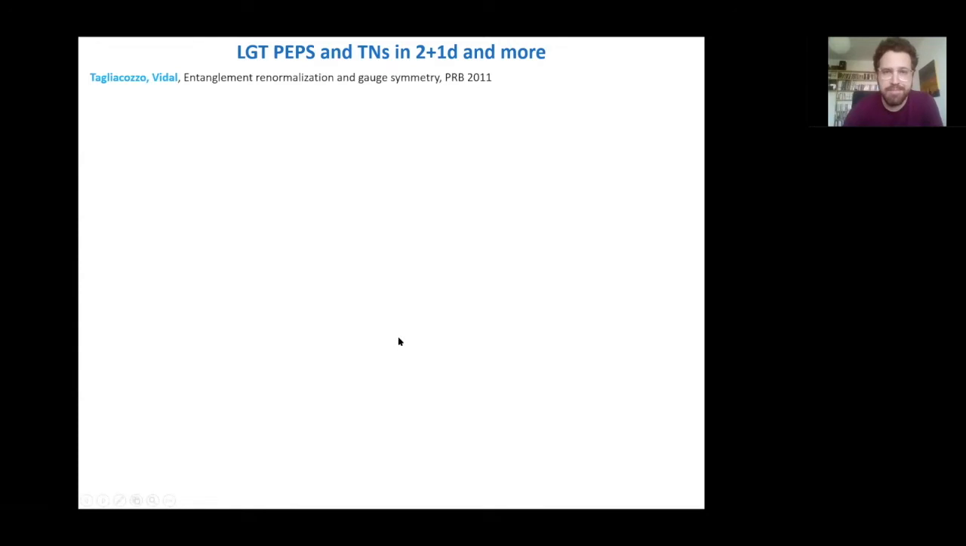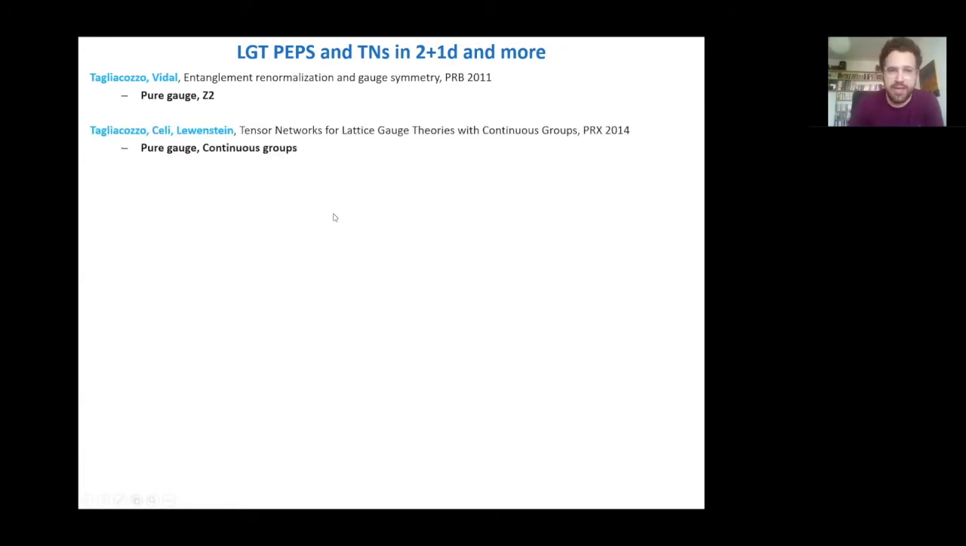So basically, I guess the first one that should be mentioned was this work by Tagliacozzo and Vidal, in which they considered a pure gauge tensor network construction for a pure gauge Z2 gauge theory. And later at ICFO with Alessio and Maciek, they introduced some other pure gauge construction, which allowed to consider both analytically and numerically tensor network states in two space dimensions for pure gauge theories, this time with continuous groups.